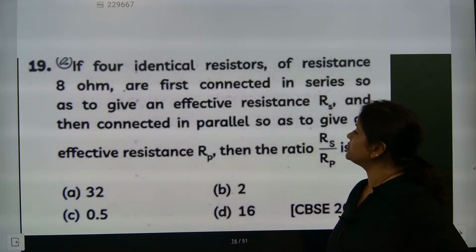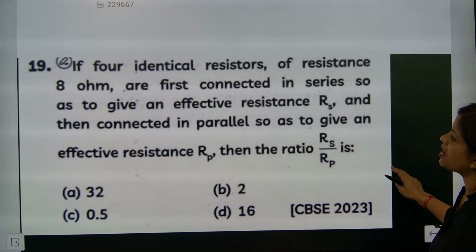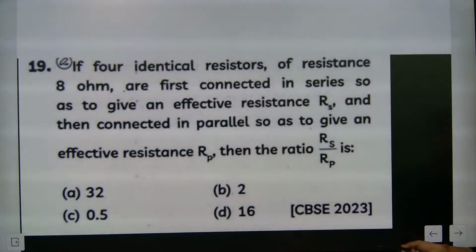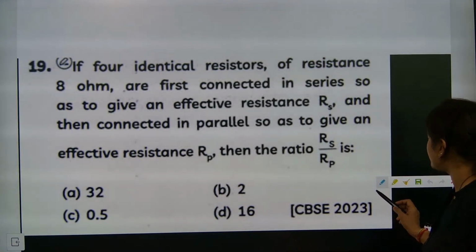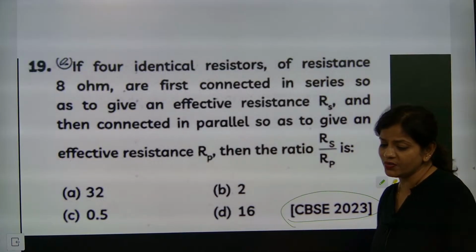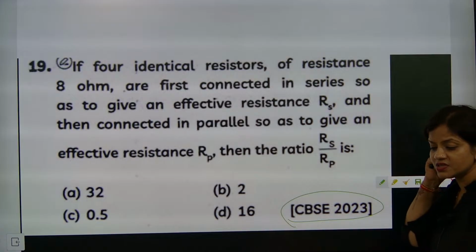Now, this question, right? Four ideal resistors of resistance 8 ohm are first connected in series to give an effective resistance RS and then connected in parallel to give RP. So, what is RS by RP? Beta, this is a CBSE 2023 question. Yeah, I am not having trust in CBSE hereafter. But this is the question they have given in 2023. Now, what can we expect here? They have given this much easy question.